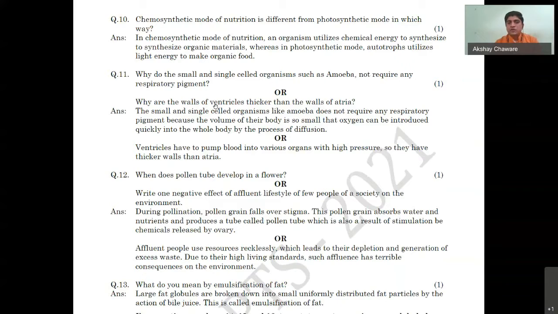Walls of ventricles are thicker than the walls of atria. That was an optional question. So here we can say that ventricles have to pump blood into various organs with high pressure, so the walls are thicker. That is a general point.